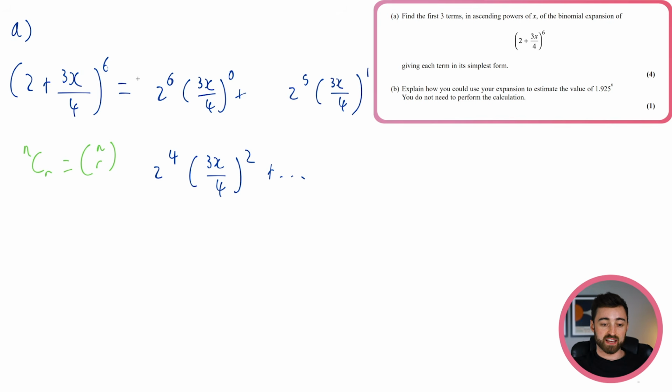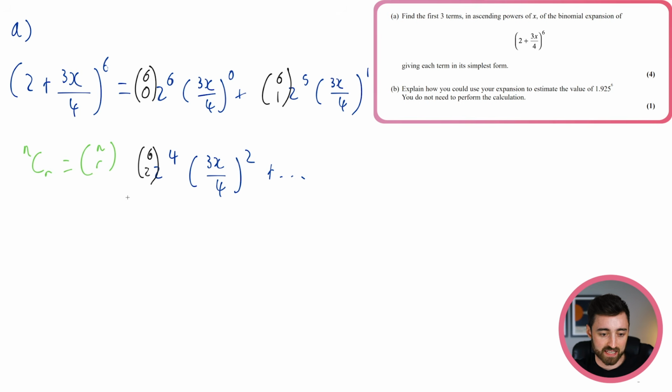And what's going to happen is the top number is always going to be 6. And then this number at the bottom is going to go up from 0 to 6. So the first term will have a coefficient of 6C0. Second will be 6C1. 6C2, etc. Note how this number is always the same as that power. So at this point, we can just shove it in our calculators and start simplifying, really.